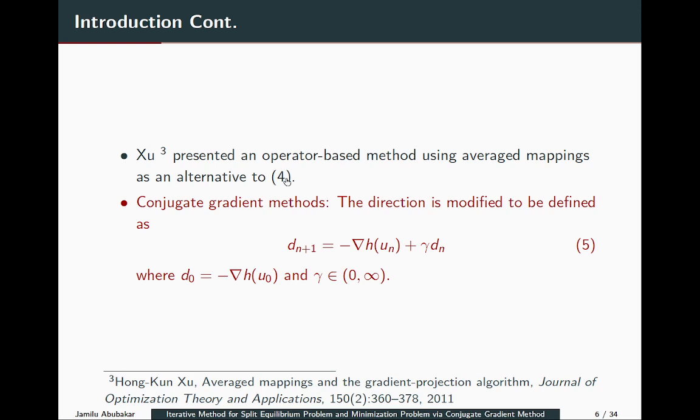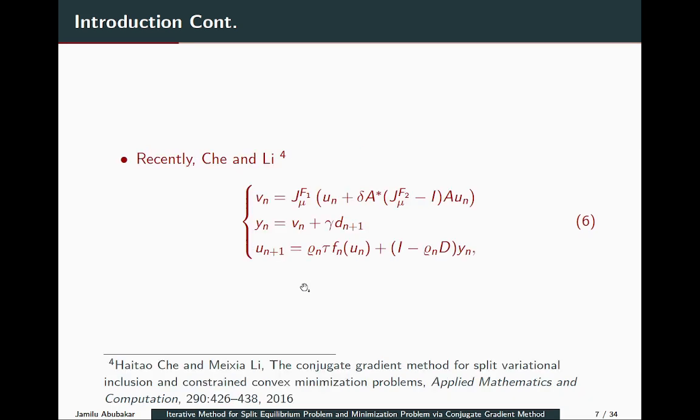And another important aspect I want to recall here is the concept of the conjugate gradient method, which we know is a method based on the acceleration of the steepest descent method, where the direction of the steepest descent method is modified by this, where d naught is given by this.